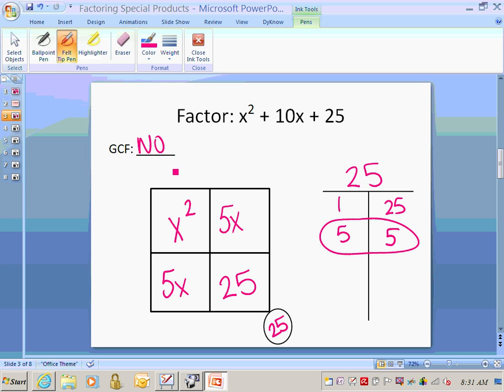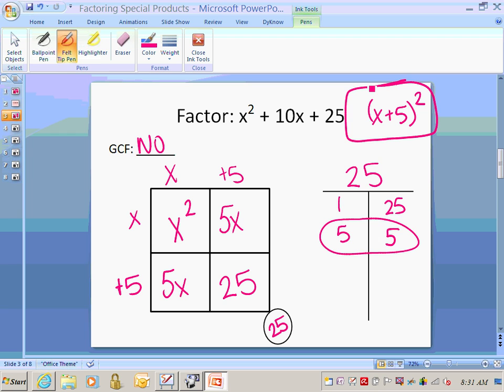So you got... okay, these are the same factors, right? How do we write that? Good. So x plus 5 squared.